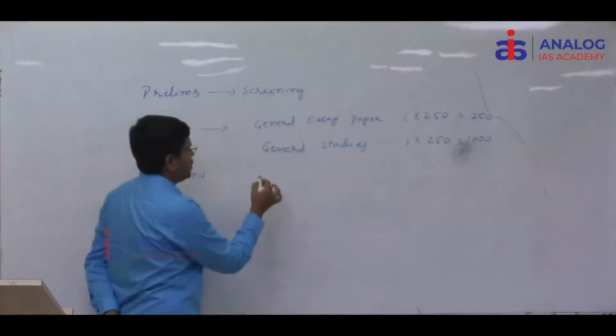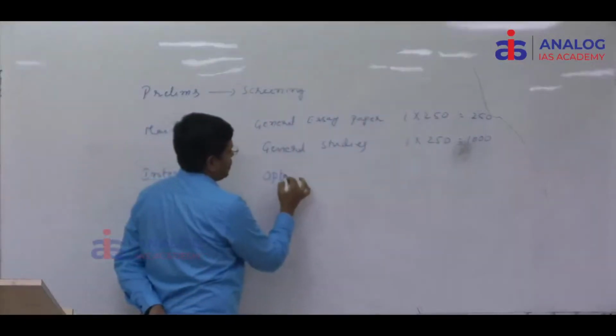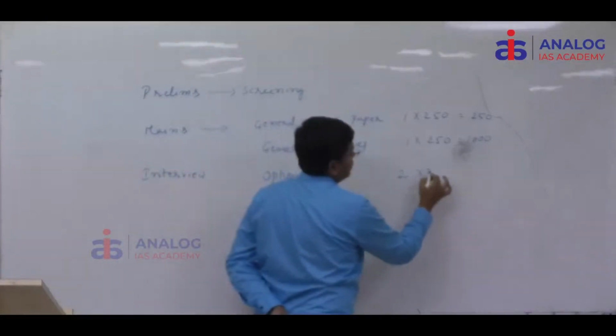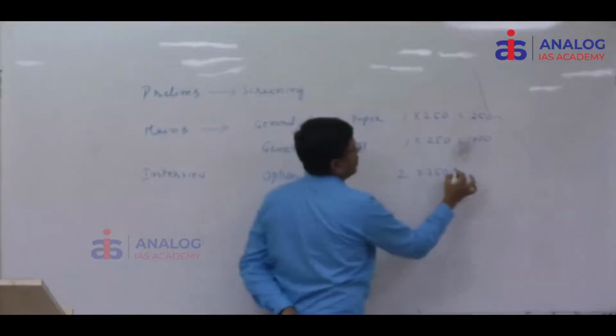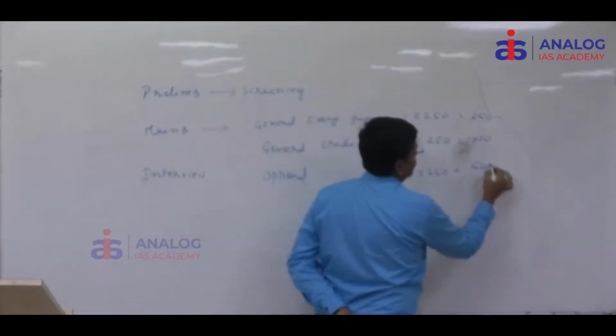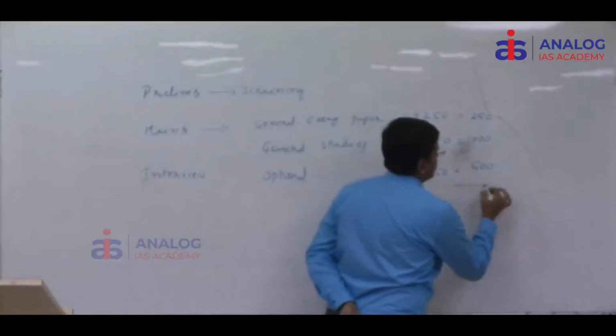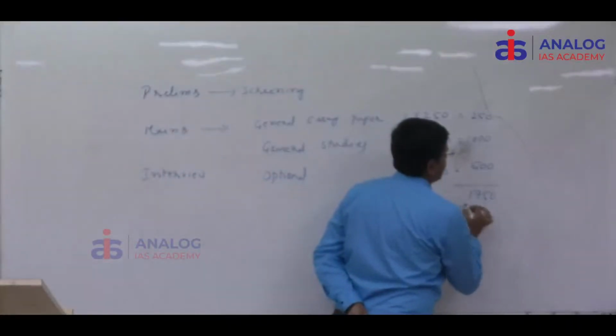And in the mains examination, you have to select one optional. In optional, 2 papers will be there. Each paper carries 250 marks. Total 500 marks. Total how many marks? 1750 marks.